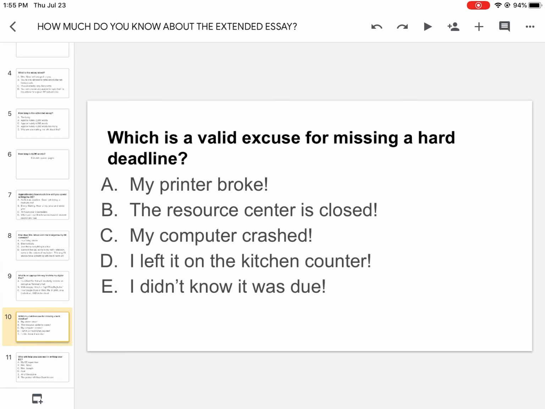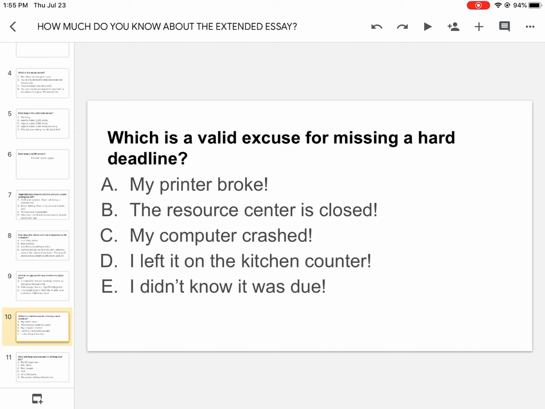Let's think about deadlines. Because this class is not the kind of class where you sit in front of me every day, it can sometimes feel like you don't really have real deadlines, but you do. These assignments that I give you are going to be part of your TOK grade, and there are late penalties and real grades in the same way that there would be for any class. So my printer broke, the resource center is closed, my computer crashed, I left it at home, I didn't know it was due. None of these are really valid excuses.